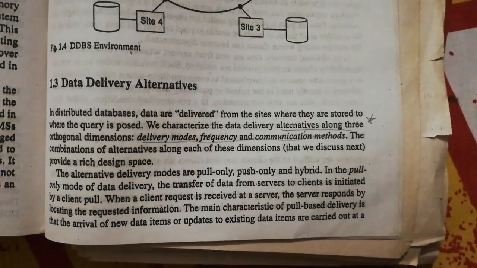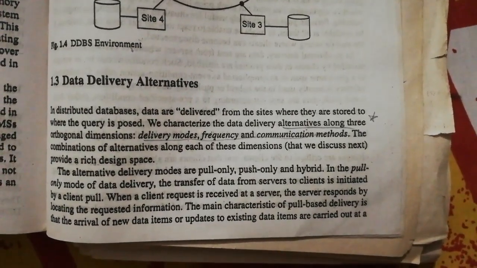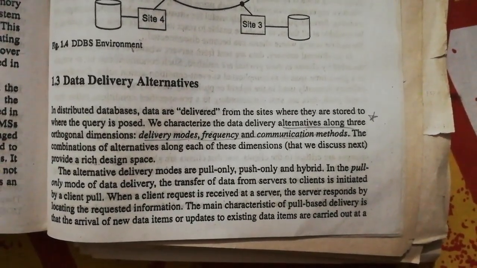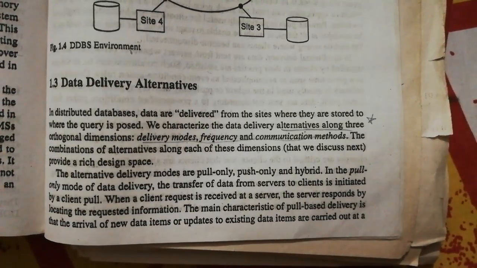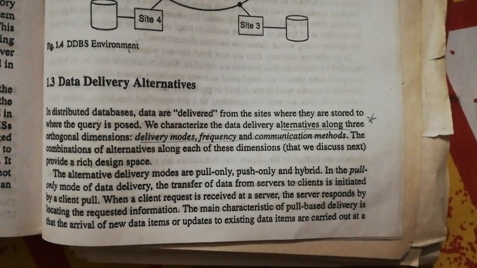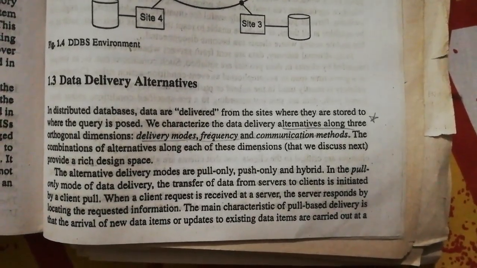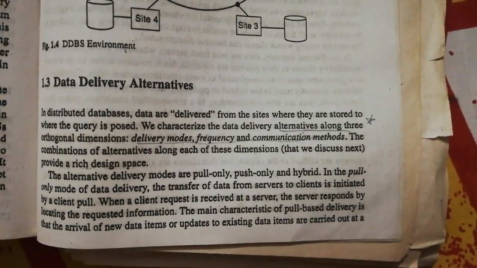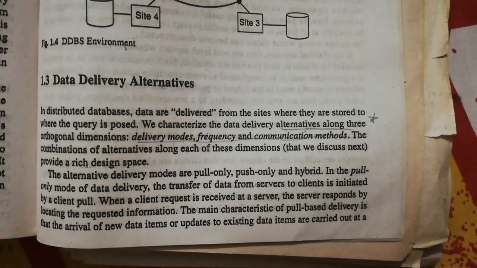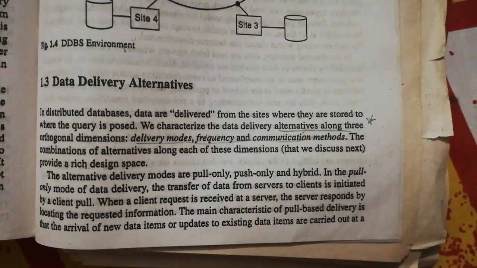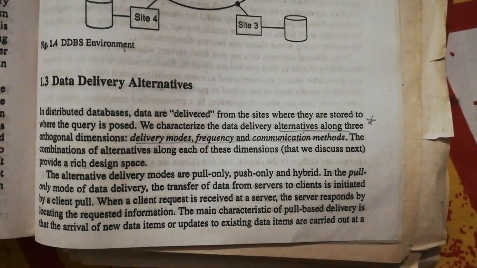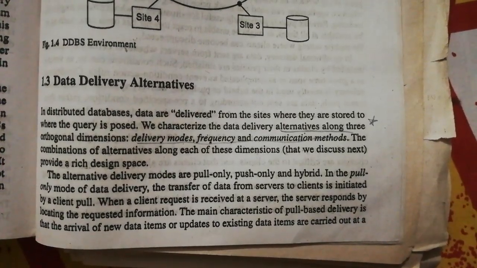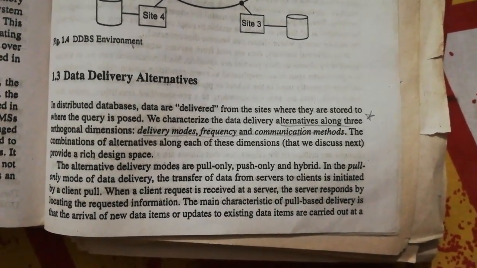Today we will study data delivery alternatives. In distributed databases, data are delivered from the sites where they are stored to where the query is posed. We characterize the data delivery alternatives along three orthogonal dimensions: delivery modes, frequency, and communication methods. The combination of alternatives along each of these dimensions that we discuss next provide a rich design space.